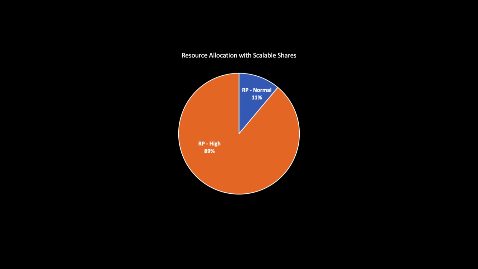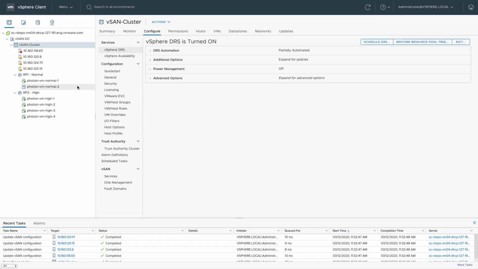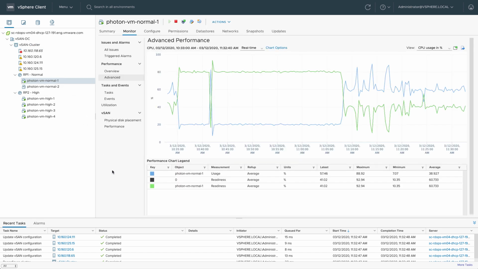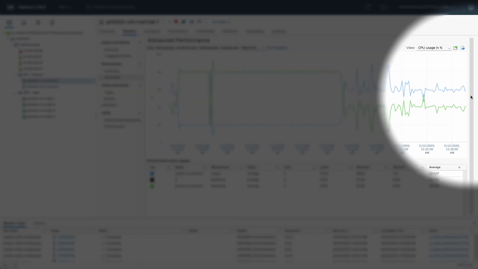As you can see in this pie chart, with scalable shares enabled, the amount of resources available for the RP normal resource pool ends up being 11% instead of the 33% that it had available at first. If we look at the virtual machine, we should be able to detect a trend. Or simply said, for this virtual machine, we should be seeing CPU usage going down, while CPU ready time, in this particular case, should go up.